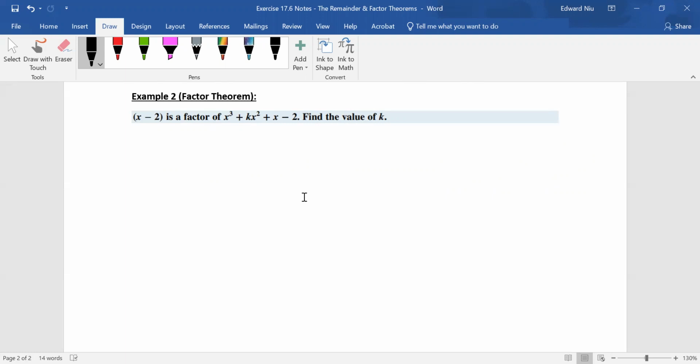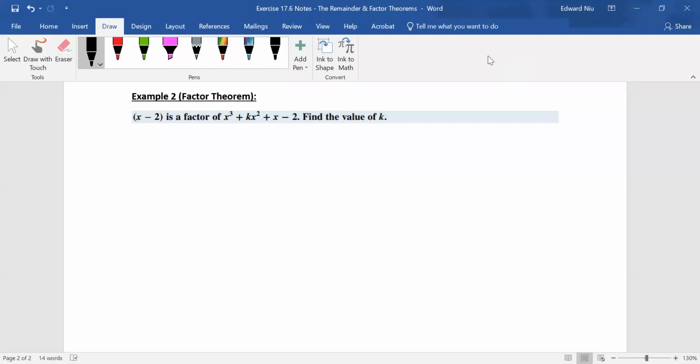All right, but the factor theorem here in this exercise wants you to find missing coefficients within the cubic expression. Here we've got x cubed plus kx squared plus x take away 2. Now we have to find the value of k when we know that x take away 2 is a factor, meaning we've done the remainder theorem and it's ended up with 0. We know x take away 2 is a factor, but we don't know what the value of k is. And here's how we go about it.